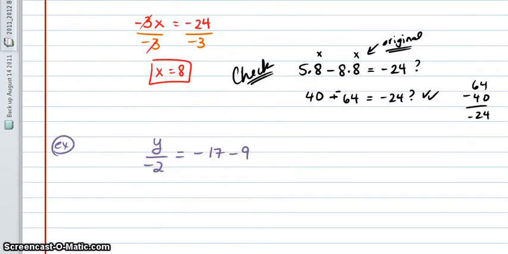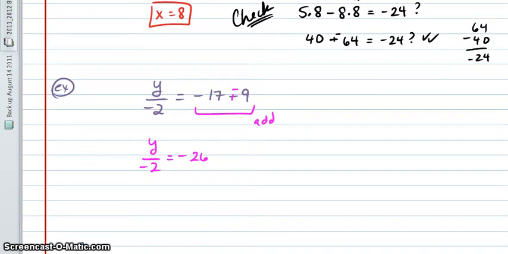Okay, so what can you do? Well, let's see, I have negative 17 minus 9 on one side of the equation. Let's go ahead and simplify that first. I have a negative plus a negative. I am going to go ahead and add those values together. 17 plus 9 gives me 26. I know it will be negative 26 because both of these values are negative. And voila, I have a much simpler equation to work with.